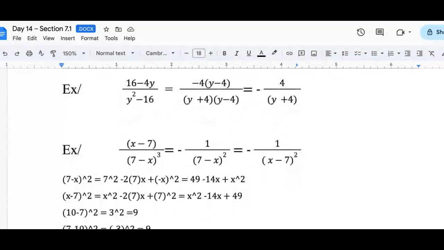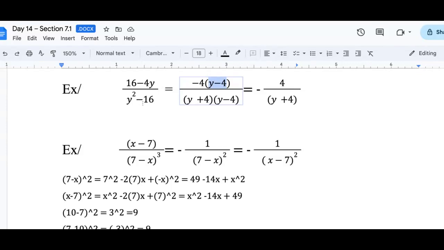Let's see this one. The numerator is 16 minus 4y, and the denominator is y squared minus 16. So we want y as a first term. What do we do? We see we have negative 4y, so we can factor out the negative 4 from the numerator. So negative 4 times y, then y becomes positive inside the parentheses. Then 16 divided by negative 4, that's negative 4. So we get y minus 4.